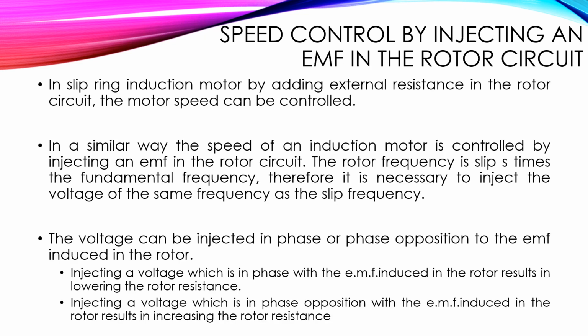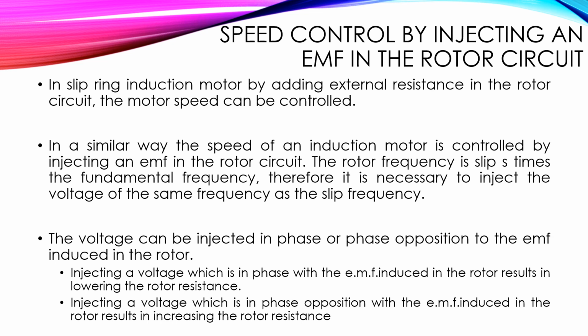Now the second method for speed control is by injecting an EMF in the rotor circuit. In a slip ring induction motor, by adding external resistance in the rotor circuit, the motor speed can be controlled. In a similar way, the speed of an induction motor is controlled by injecting an EMF in the rotor circuit. The rotor frequency is slip S times the fundamental frequency, which we already studied in the lecture. Therefore, it is necessary to inject a voltage of the same frequency as the slip frequency. So F dash should be equal to S times the supply frequency, and that is known as slip frequency.